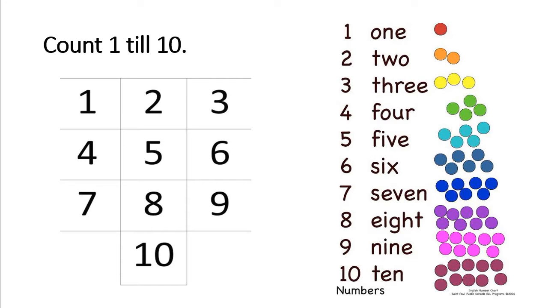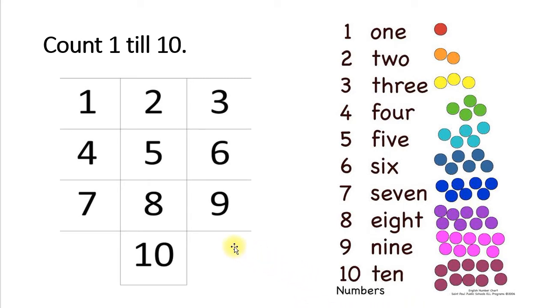Let's revise counting of numbers 1 till 10. 1, 2, 3, 4, 5, 6, 7, 8, 9, 10. Okay, look at this picture. Here are numbers in figure 1 till 10. These numbers are in words and this is their quantity.